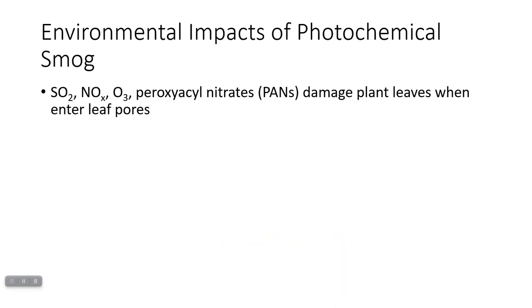So, what are some of the environmental impacts? Well, sulfur dioxide, the nitrogen oxides, and ozone, as well as the peroxyacyl nitrates or PANs, can damage plant leaves when they enter through leaf pores, aka stomata.